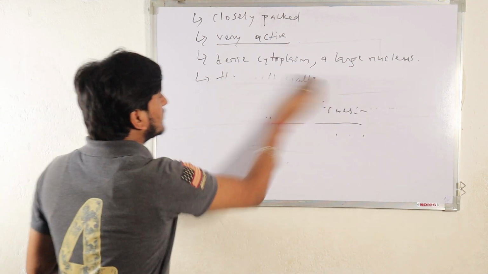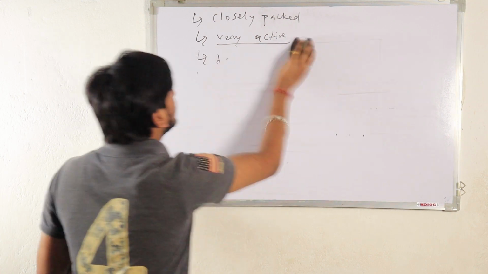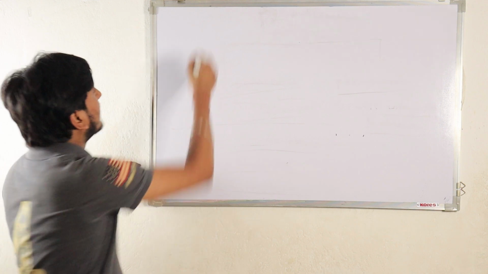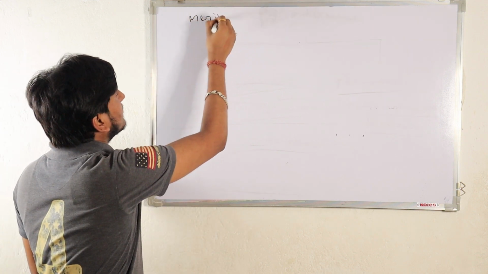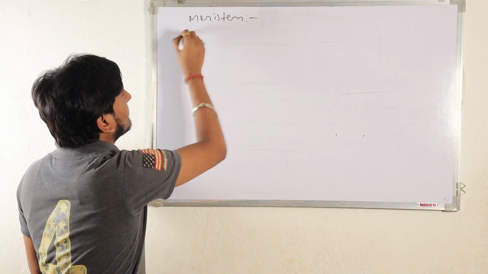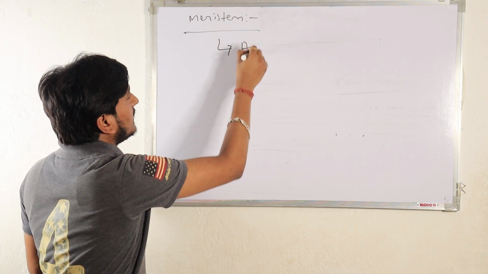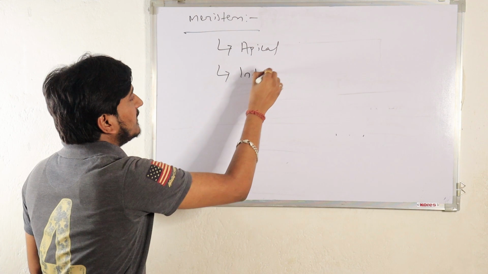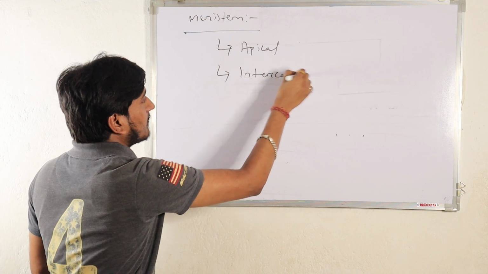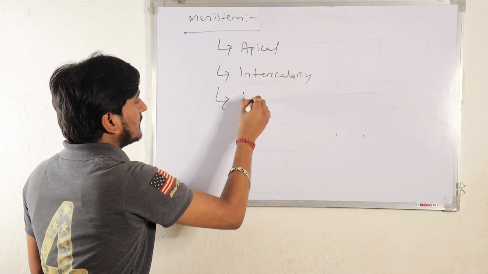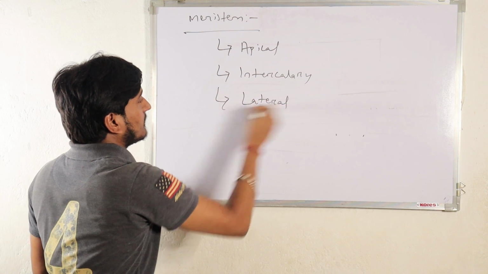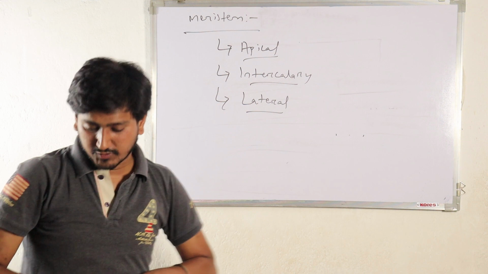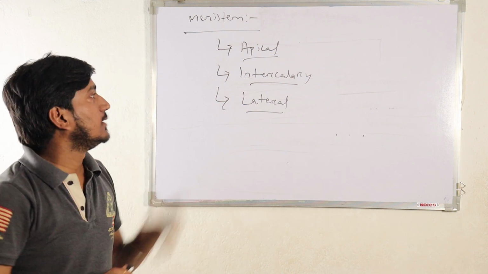I hope everybody is noting, okay, all the points should be noted in your copies. The classification of meristematic tissue. Firstly, apical, then intercalary and lateral. These are the three types of meristematic tissues, and these are based on the location.